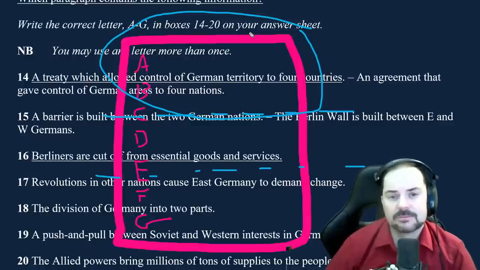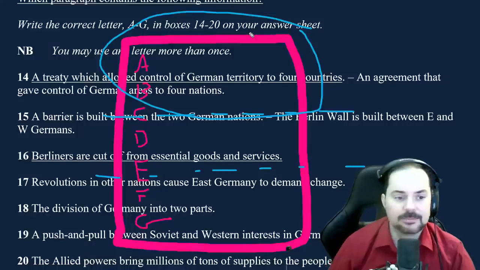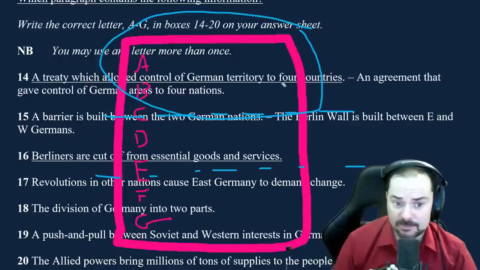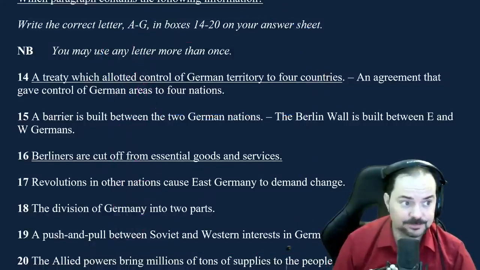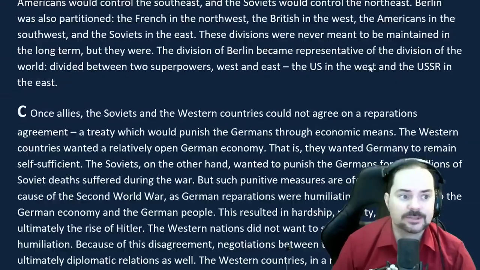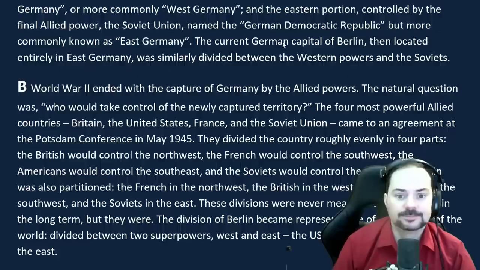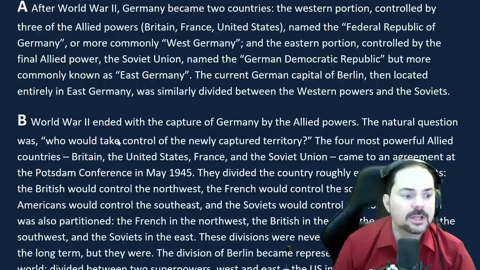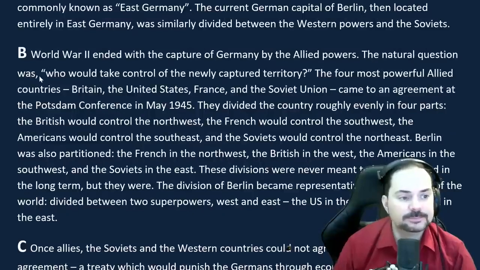Because the first paragraph would be an introduction of the topic, and then it would discuss early on how it was divided or what happened, right? So it makes sense to look at paragraph B for this, for sure. So let's do it. So we're looking for a treaty or an agreement, right, of sorts. Okay. All right. So let's do that. So B, can you read paragraph B for me?